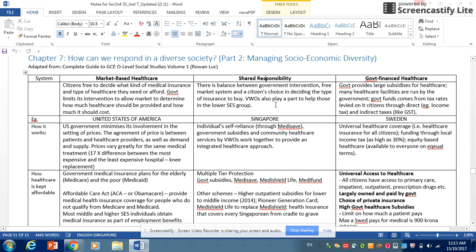Shared responsibility is the balance between the government, the free market system, and the citizen's choice in deciding the type of insurance. Basically, some of the money that needs to be paid is paid by the government, the other part is paid by the citizens, and voluntary organizations also play a part to help those in the lower income group. Of course, the last system is called government-financed healthcare, whereby the government provides large subsidies for healthcare. In some cases it is even free for citizens. Many of these facilities are government-run and funded from the taxes the government receives.